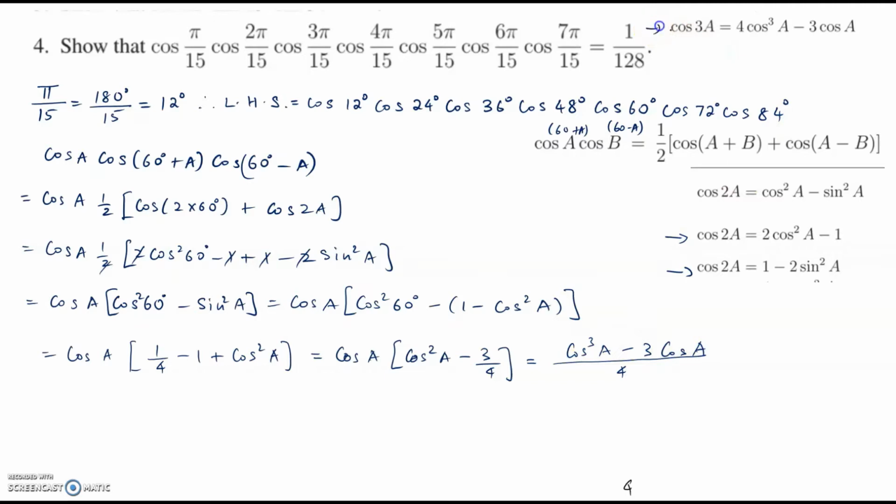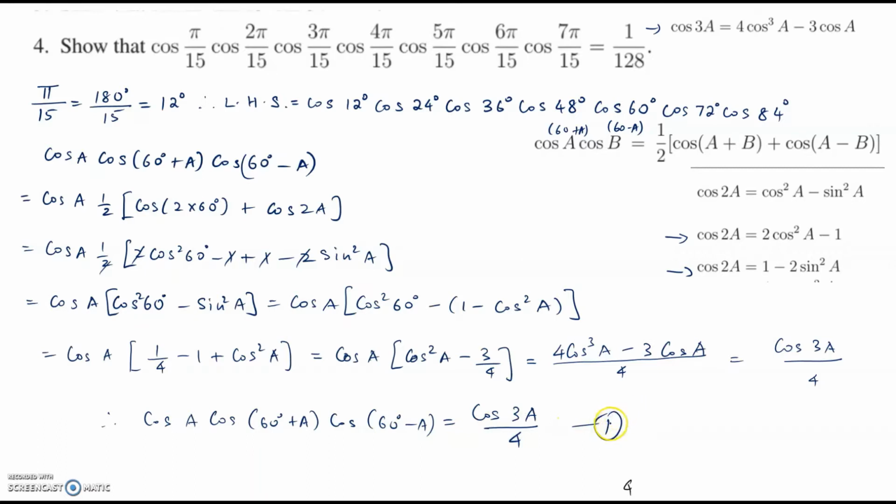Now look at this formula. You will see that this is in the form of cos 3A, with a 4 in the denominator. So this is equal to cos 3A divided by 4. Therefore, cos A, cos 60 degrees plus A, cos 60 degrees minus A is equal to cos 3A by 4. Let's mark this as 1.